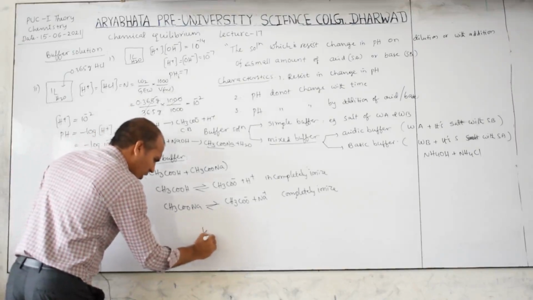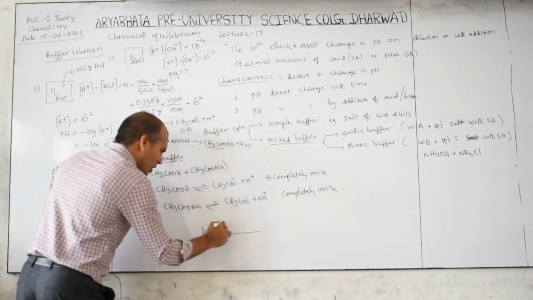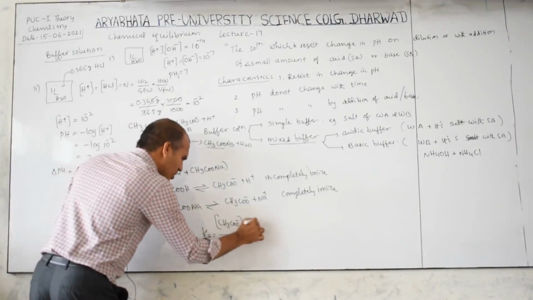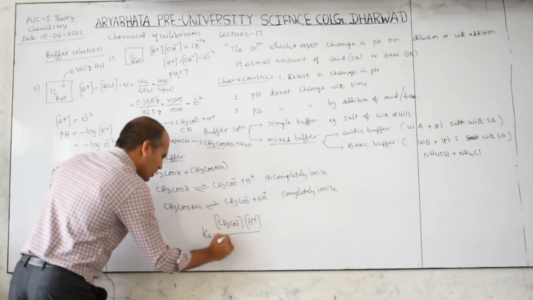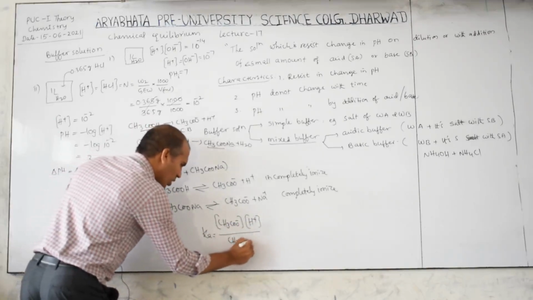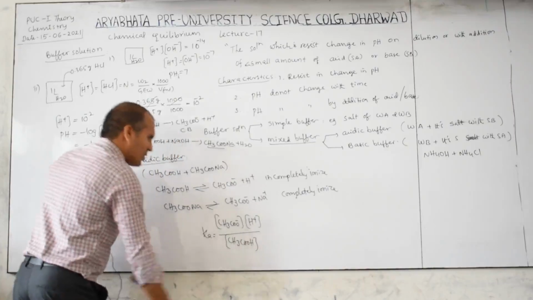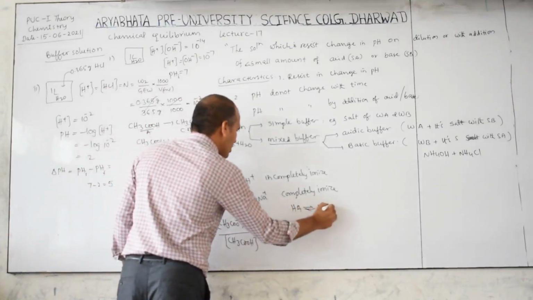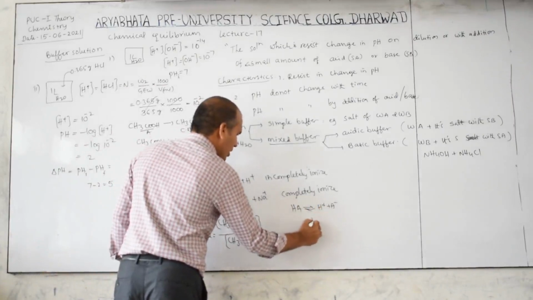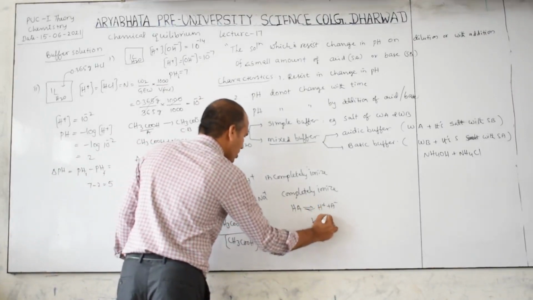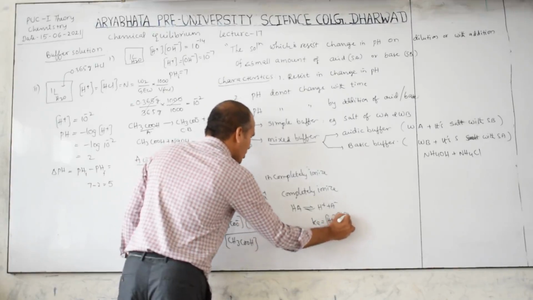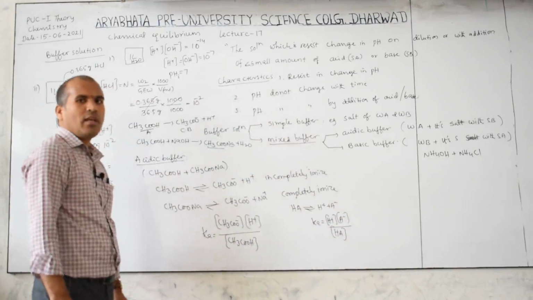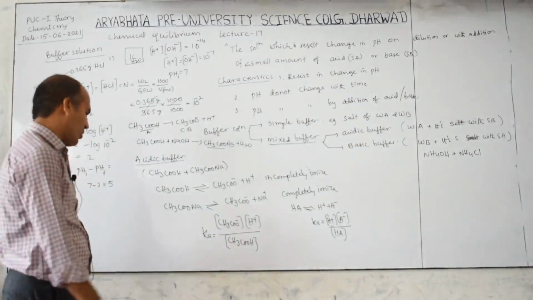So according to this equation, if you want to write normally, Ka is equal to CH3COO minus concentration times H plus ion concentration divided by CH3COOH concentration. Like this expression, already given: HA is ionized into H plus plus A minus, then Ka is equal to H plus ion concentration times A minus concentration divided by HA concentration. Already I gave this expression in the ionization of weak acid.